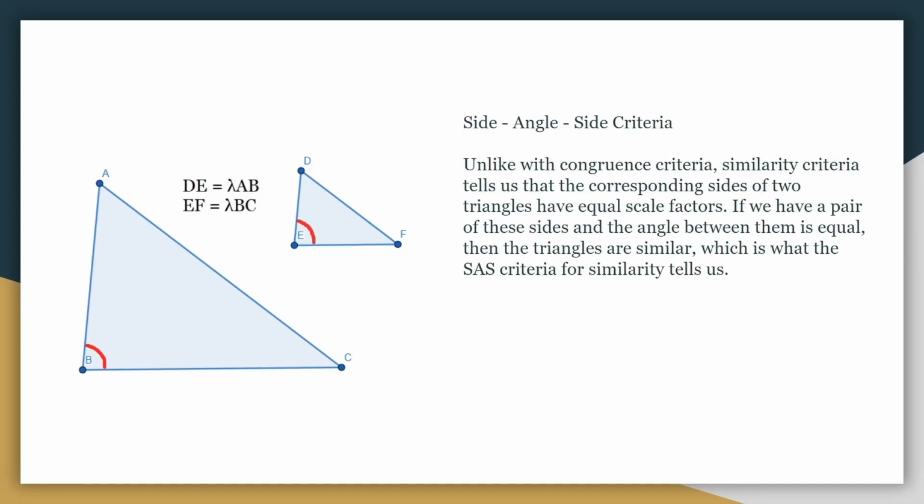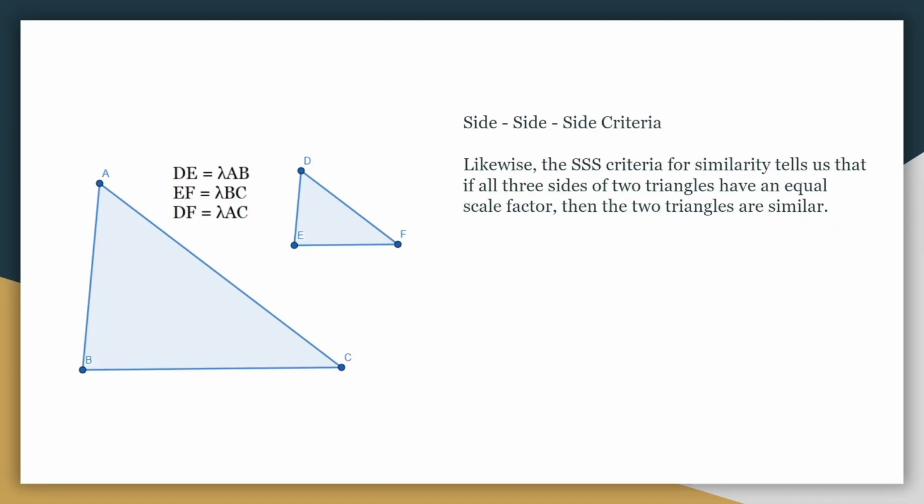Next, the side-angle-side criteria for similarity. Unlike with congruence criteria, this does not tell us that corresponding sides have equal length, but rather that they have equal ratios. This criteria tells us that if the angle between two of those sides is equal, then the triangles are similar. Likewise, the side-side-side criteria tells us that if all three sides of each triangle have an equal scale factor, then the triangles are similar.